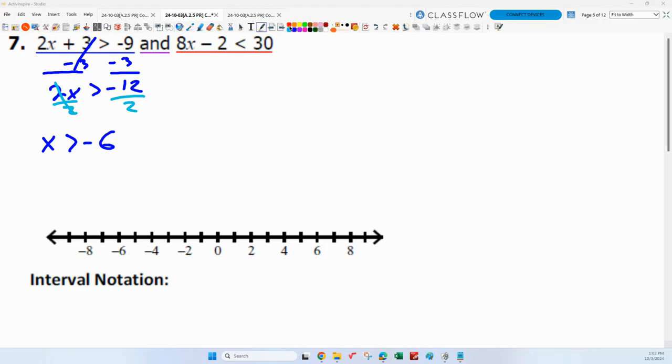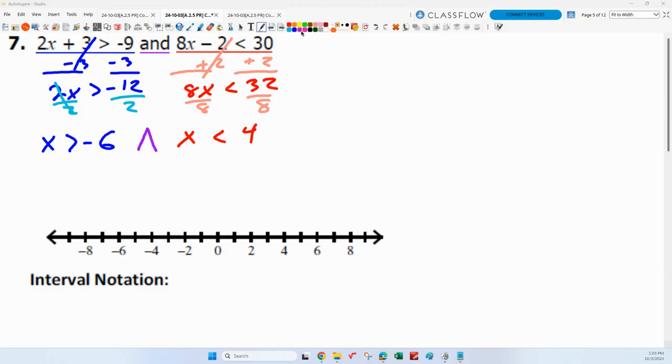How about the red one? I want the two steps in order on the red one. Spencer, what do you think? What's the first step? Add 2, perfect, and then? Excellent, that's what we do. So we add 2, we get 8x is less than 32, divide by 8, and we end up with x is less than, what, 4? And we'll connect those with our and symbol.